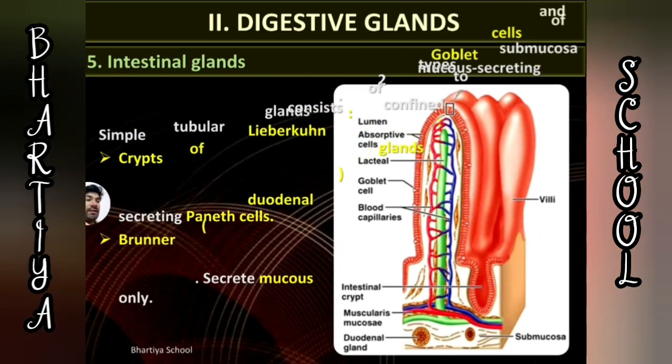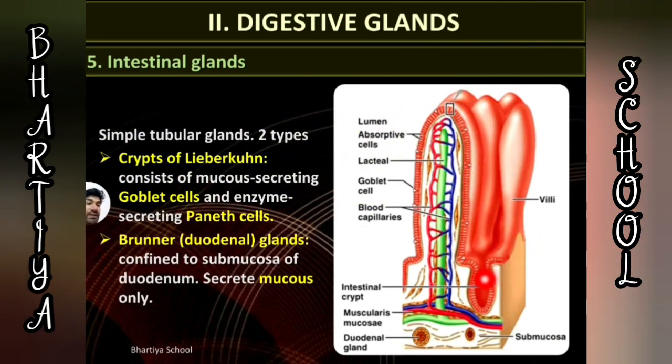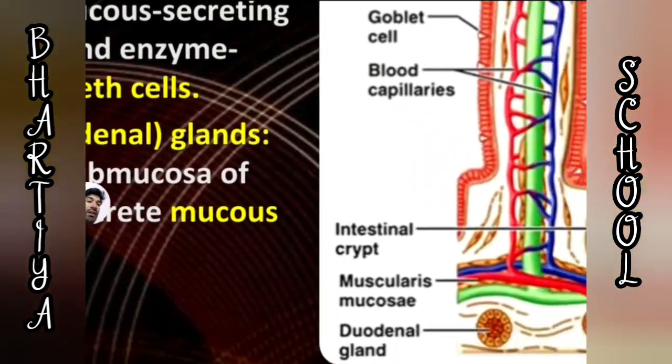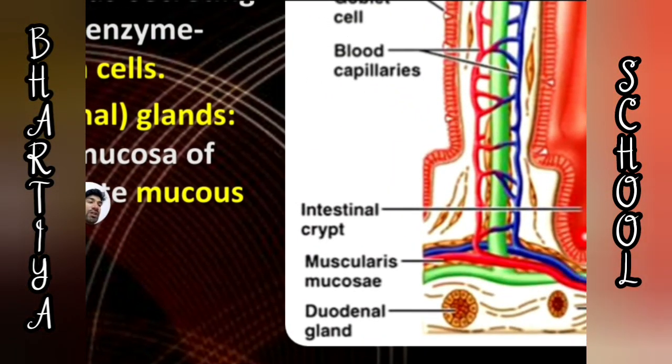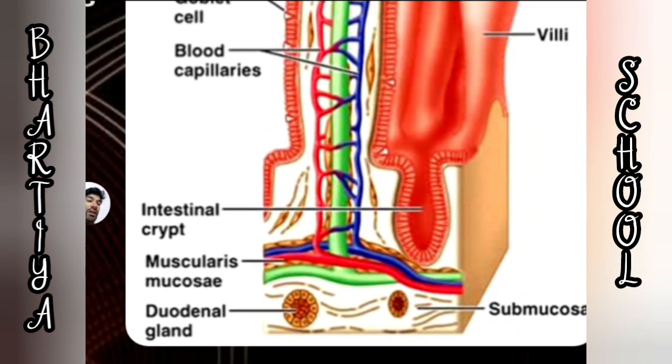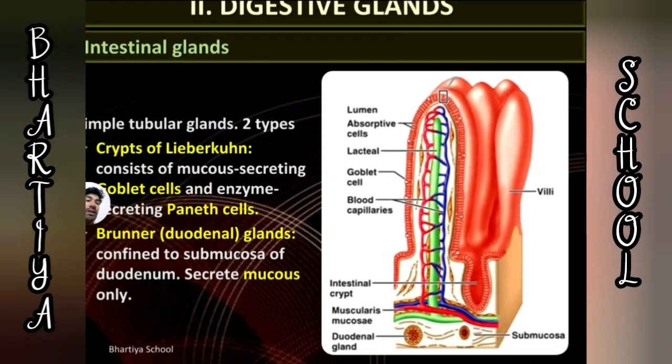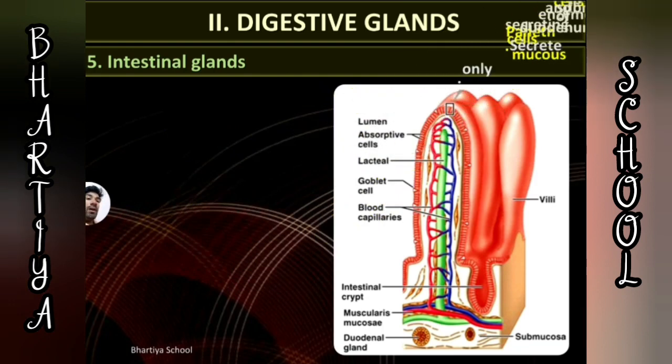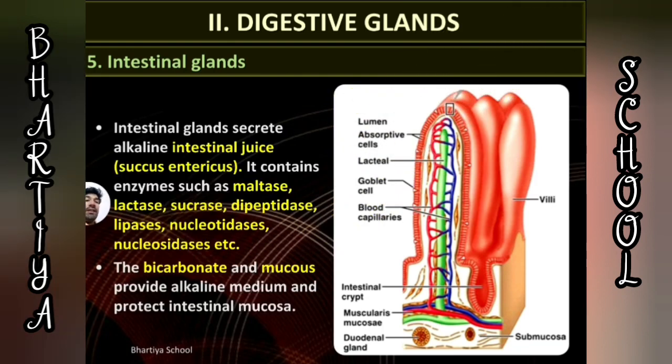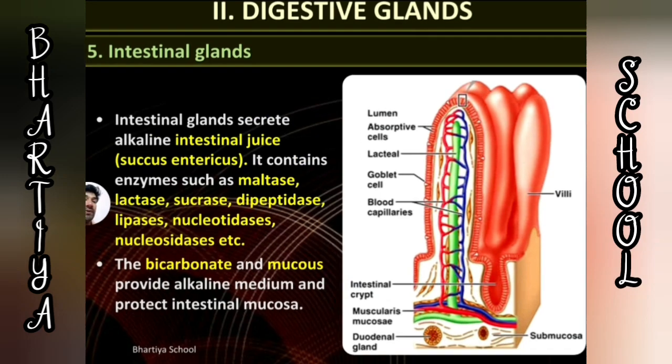In this picture we can clearly see the crypts part of the intestine, in which the crypts of Lieberkuhn gland is present, and here we can see the submucosa layer. In this submucosa layer, our duodenal gland is present, that is, Brunner's gland. Intestinal glands are also alkaline in nature. The secretion of the intestinal gland is called intestinal juice, also known as succus entericus.